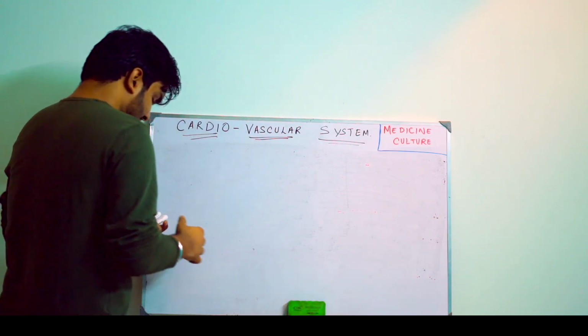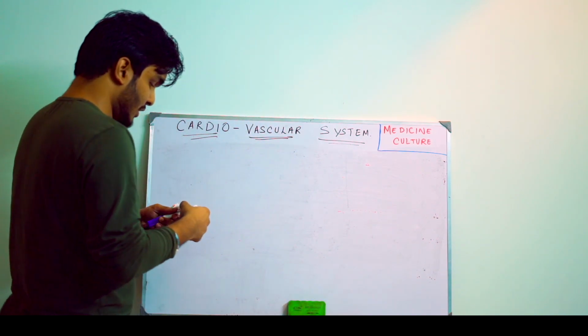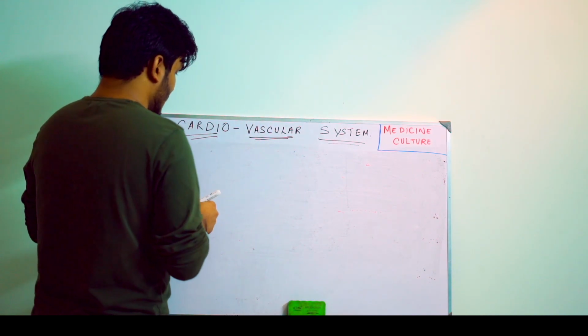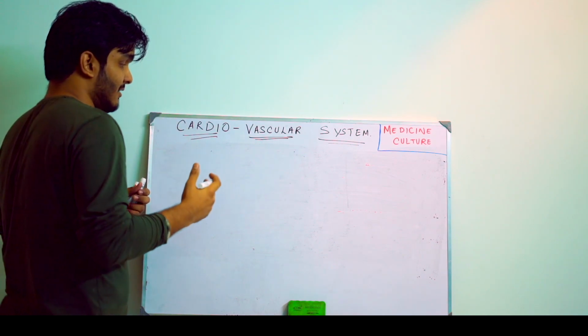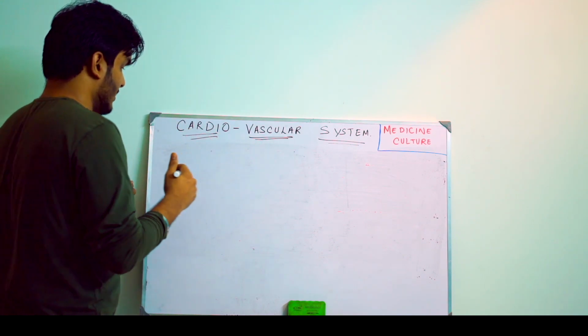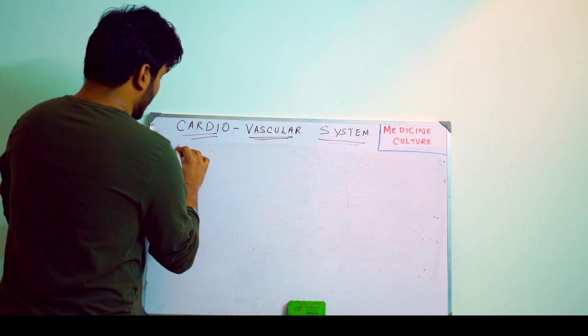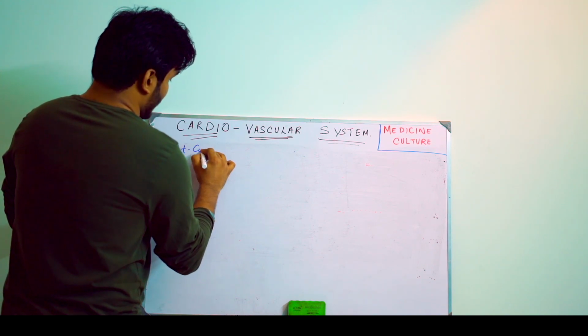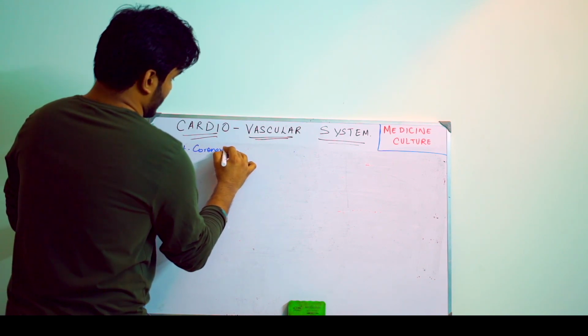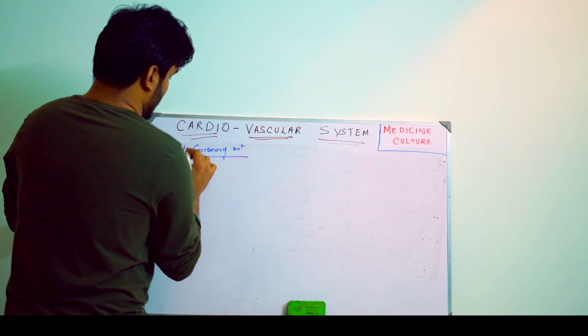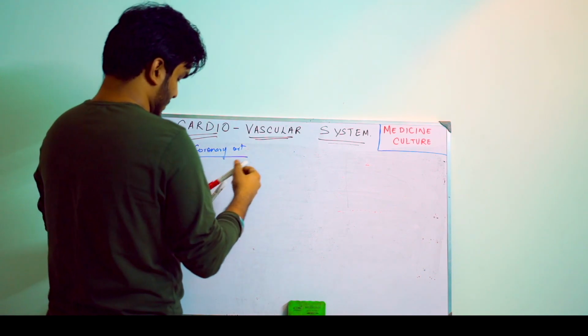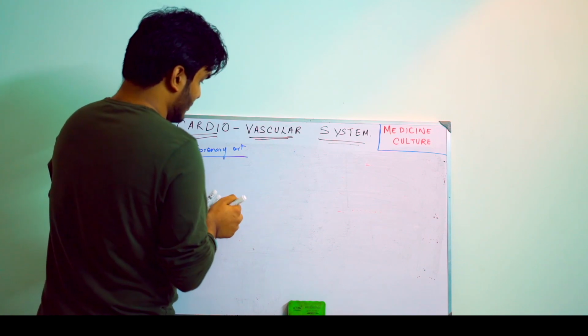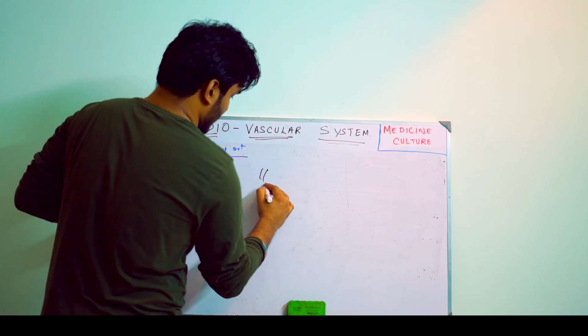So as I said, whenever you study an artery, we need to remember two things. The artery is a branch of what, and it supplies what. These two things we need to remember. So next, left coronary artery is a branch of the same ascending aorta. Let's draw a diagram once again.